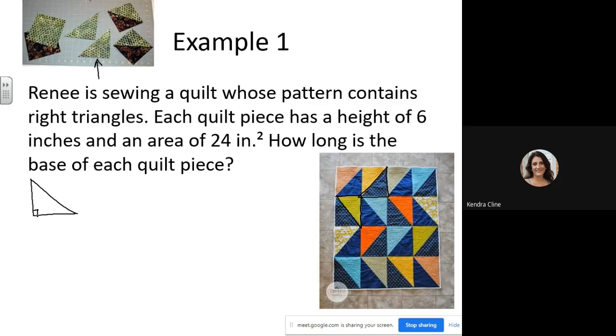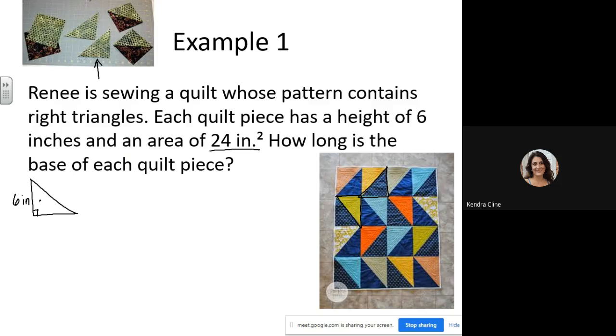Each quilt piece has a height of 6 inches. The height is how tall something is. So we're going to write that this quilt piece is 6 inches tall and has an area of 24 square inches. Now here we go. This is different from what we did Friday when we were working with triangles, because we know the area this time. So it says, how long is the base of each quilt piece?